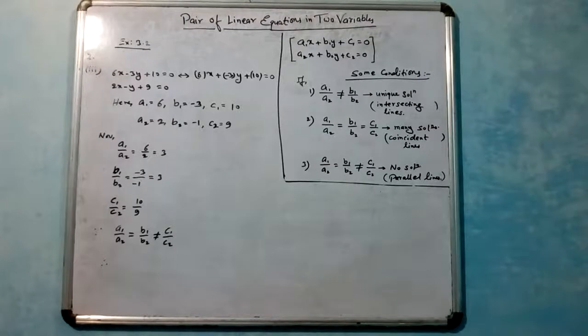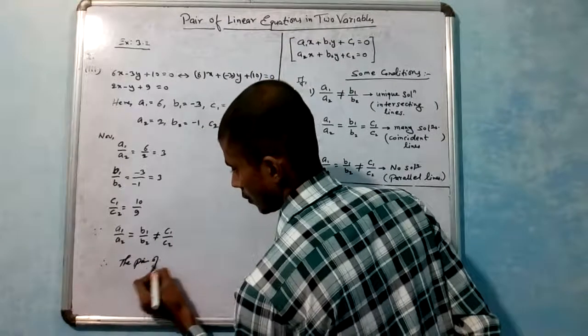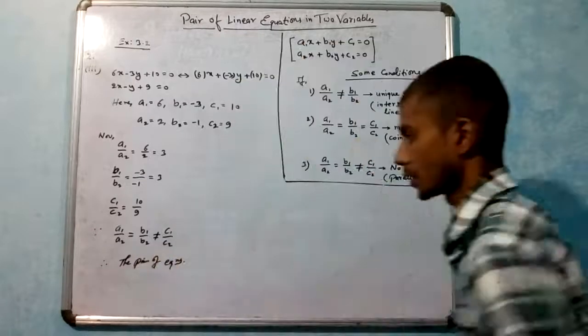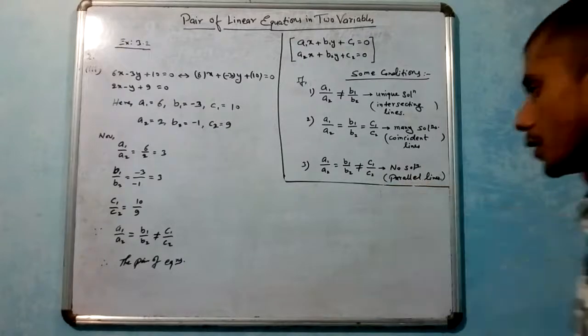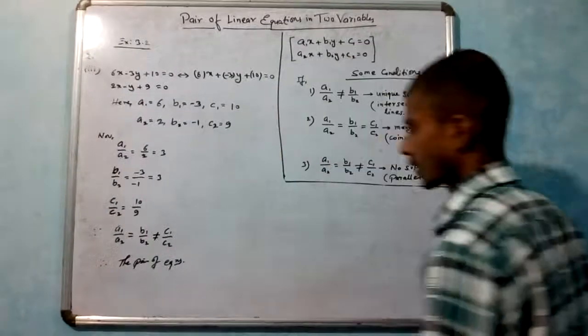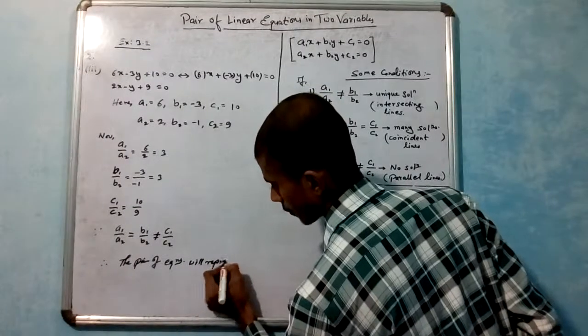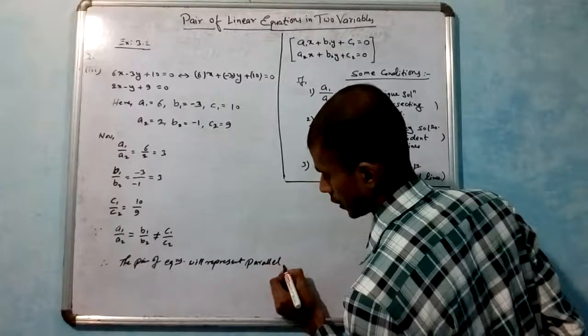On comparing, find out whether the pair of equations represents intersecting, coincident or parallel lines. So we will write according to the question. Therefore, the pair of equations. Tell me what you should write. This is the case, no? So the pair of equations will represent parallel lines. Here, the pair of equations will represent parallel lines. Done. Fine.